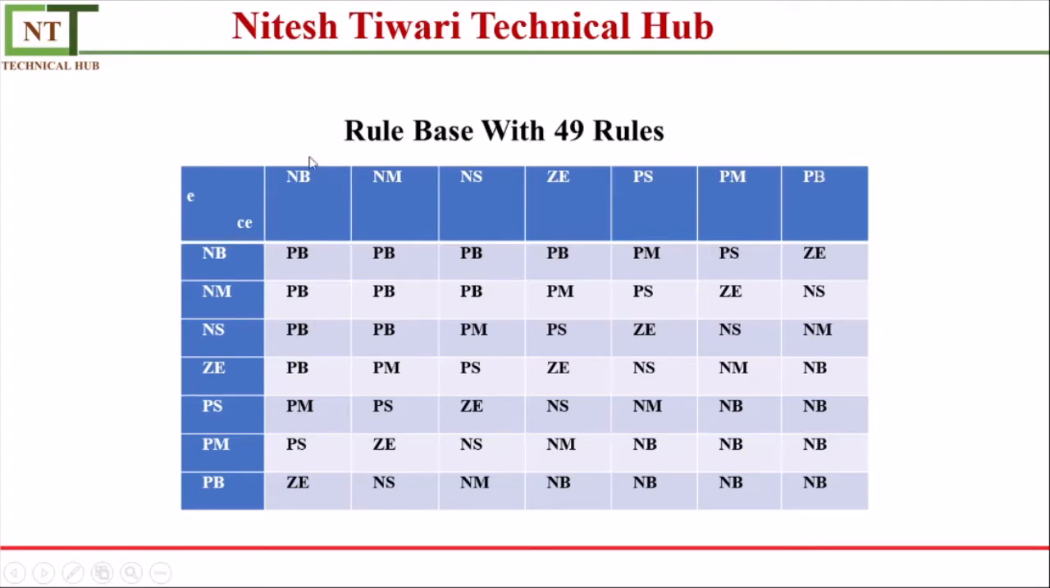So if your error is negative big and your change of error is also negative big, then your output is positive big. So all of these show the output. Same as if your error is negative medium and your change in error is negative big, then your output is also positive big. So this is the rule. This is a simple rule that I have to make for designing your fuzzy logic controller.